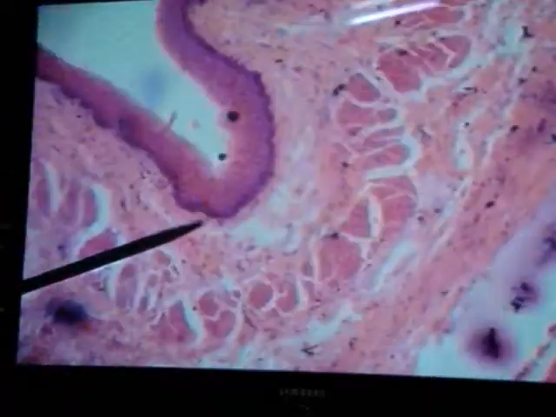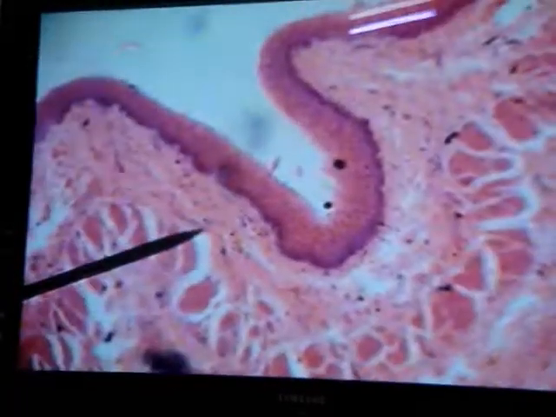Then this is the region of the adventitia. It's not so well seen in this slide. There are two nerve plexuses in the entire GI tract. One is the submucosal plexus, which is known as Meissner's plexus, and another nerve plexus is placed in the muscularis externa, which is the myenteric plexus. Okay, myenteric plexus.